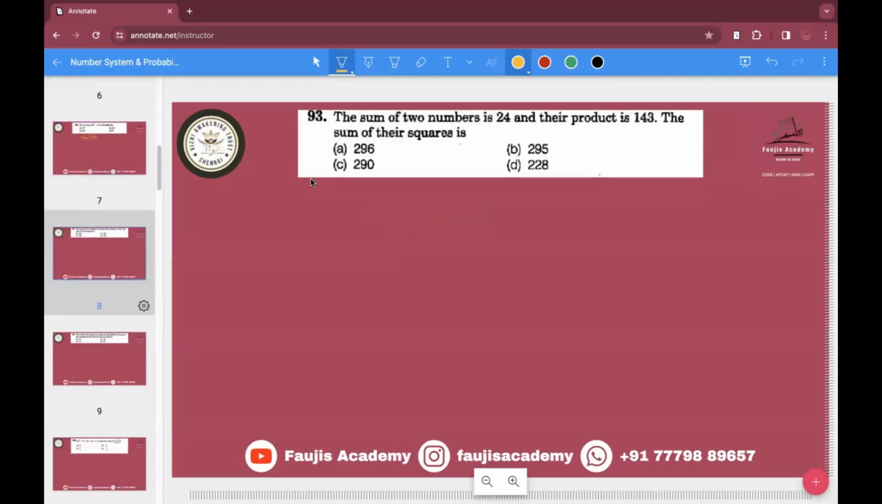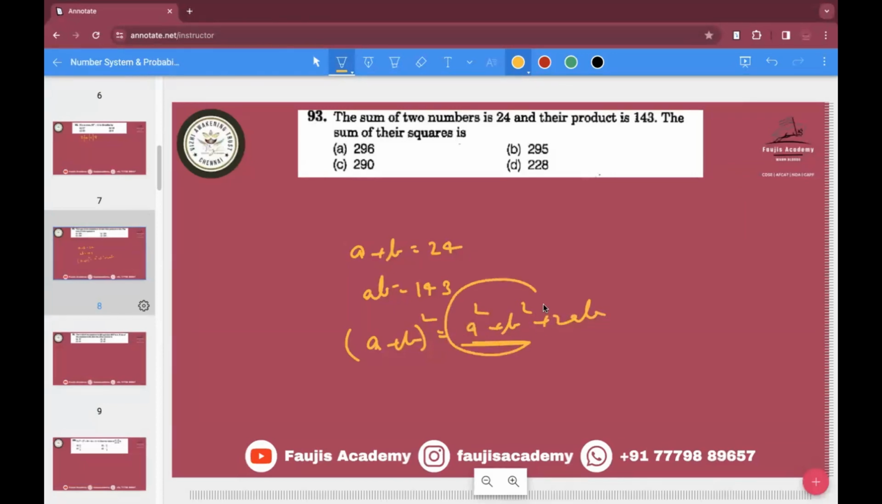Cool. Thank you. The sum of two numbers and their product is this. A plus B is equal to 24. AB is equal to 143. Guys, we all know a plus b whole square is equal to a square plus b square plus 2ab. Can we find out this one? Option C, can you? Yep.